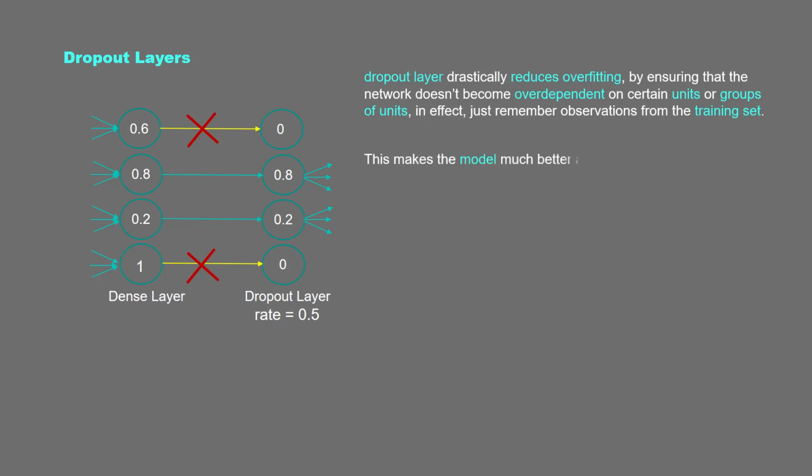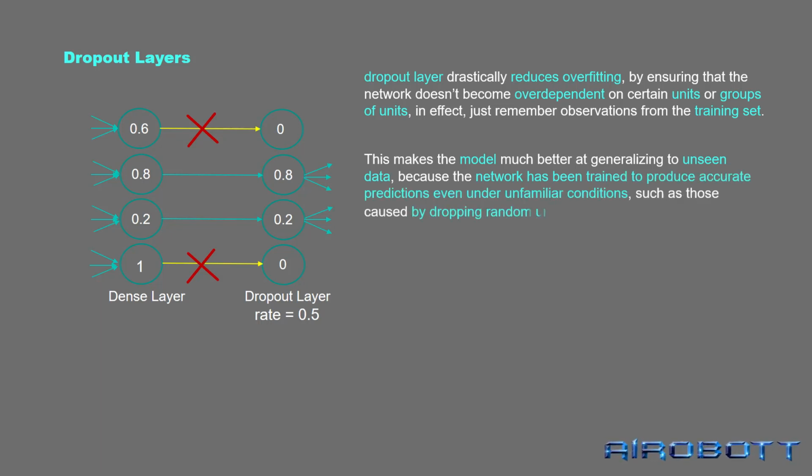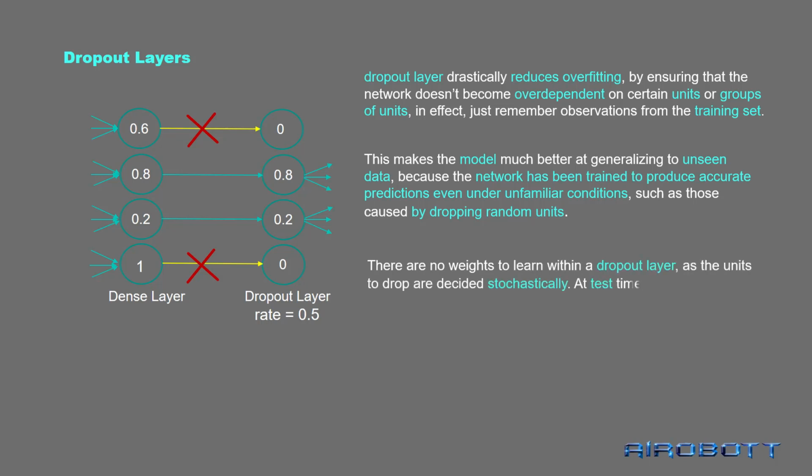This makes the model much better at generalizing to unseen data because the network has been trained to produce accurate predictions even under unfamiliar conditions, such as those caused by dropping random units. There are no weights to learn within a dropout layer, as the units to drop are decided stochastically. At test time, the dropout layer doesn't drop any units, so that the full network is used to make predictions.